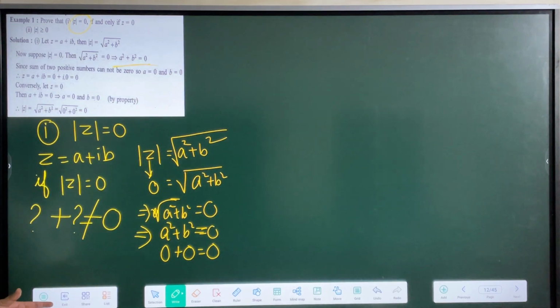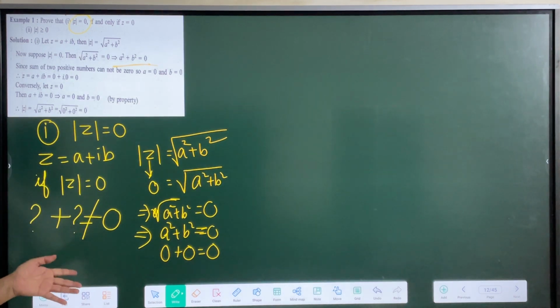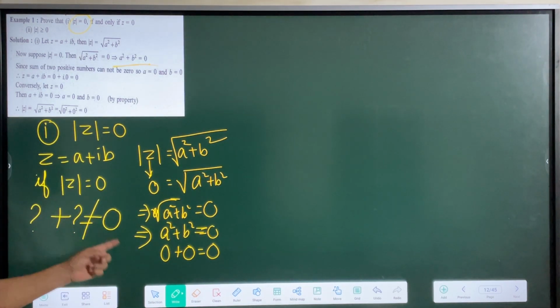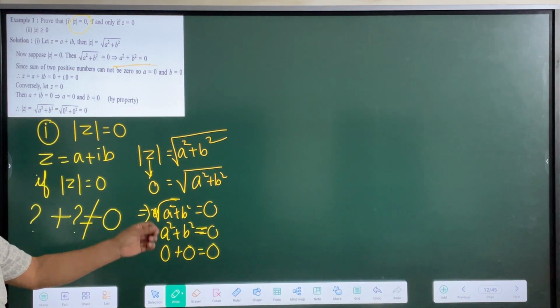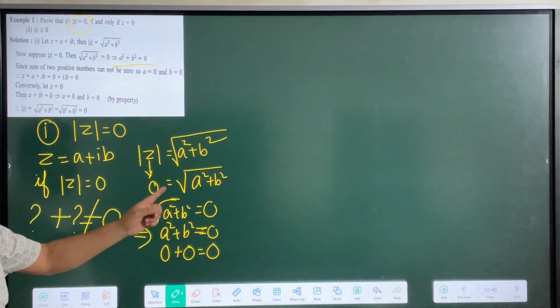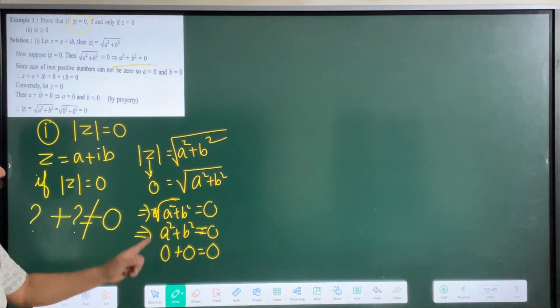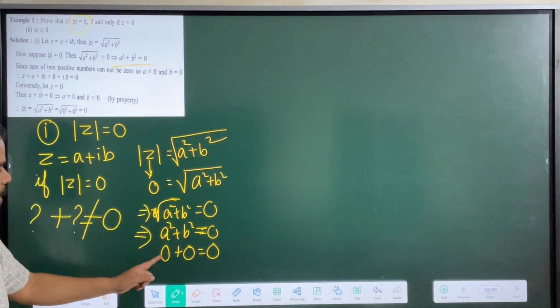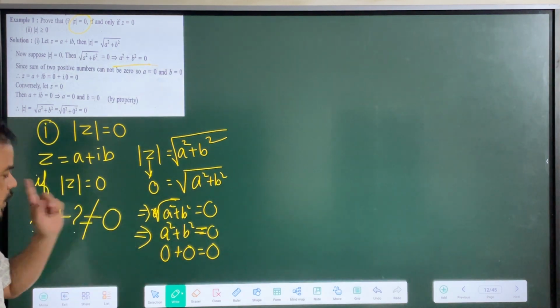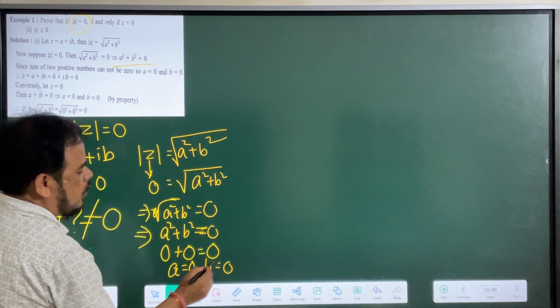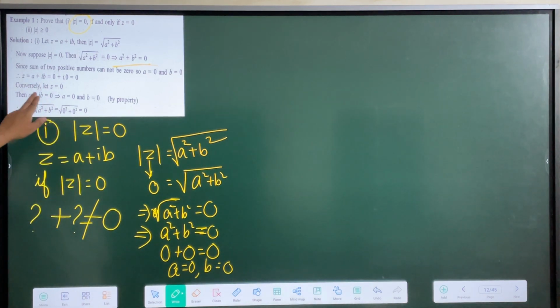Two positive numbers. Minus 1 plus 1, 0. Yes. Minus 2 plus 2, yes, 0. But one is negative, one is positive. But two positive numbers simply cannot sum to 0. If it is 0, then there is only one possibility, both must be 0. a square must be 0, b square also must be 0. That means if a square is 0, a equals 0, b also equals 0. So a equals 0, b equals 0.